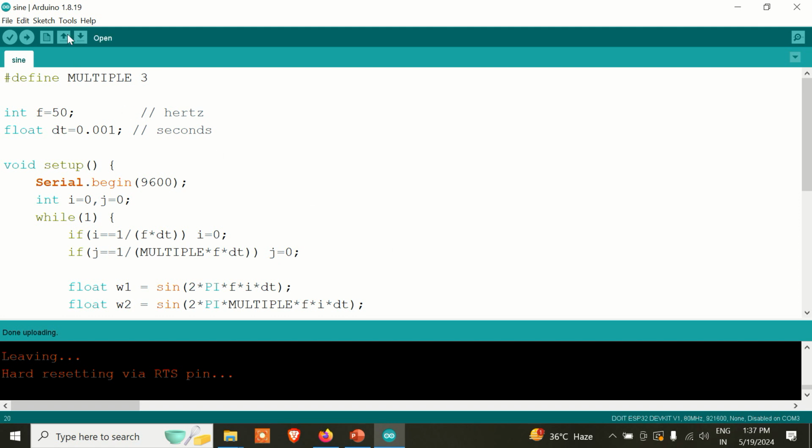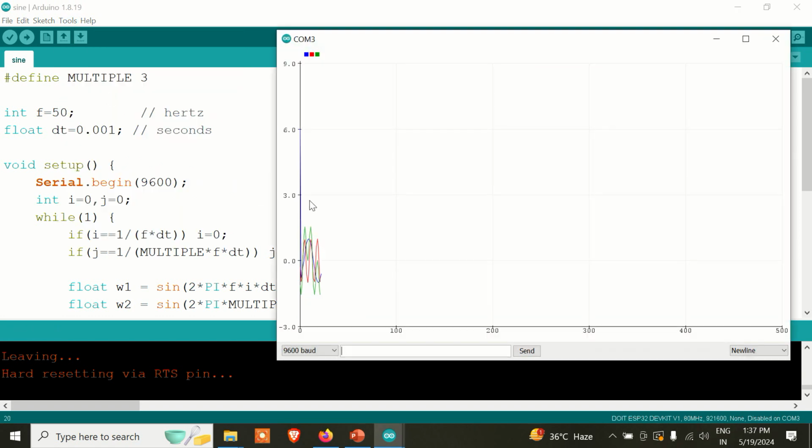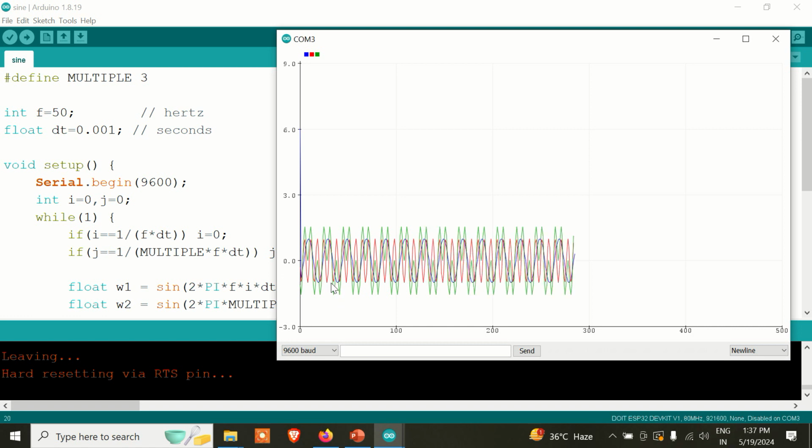Program is loaded. If you plot the waveform, what you can see is there are three frequency components in this.